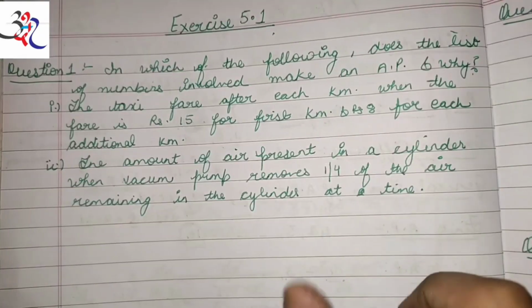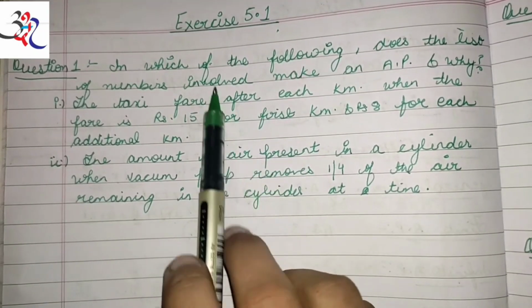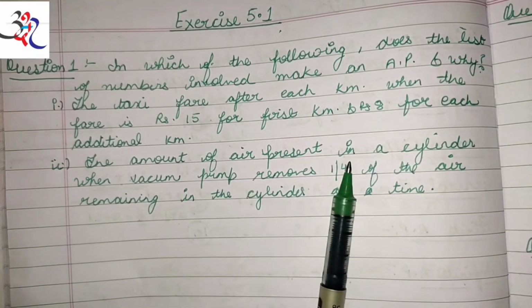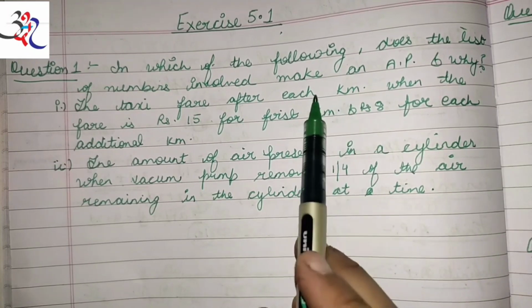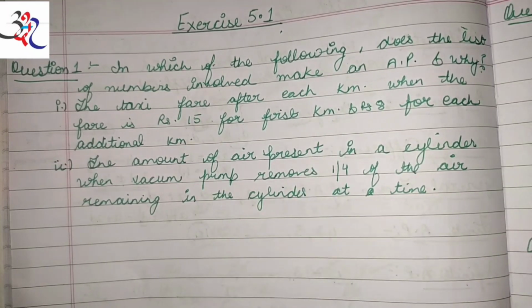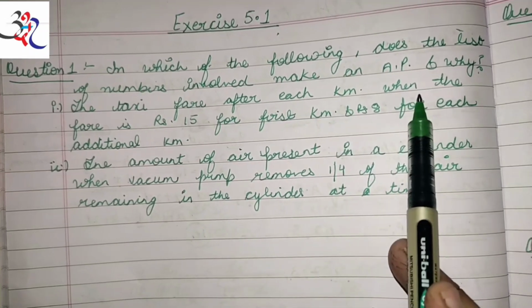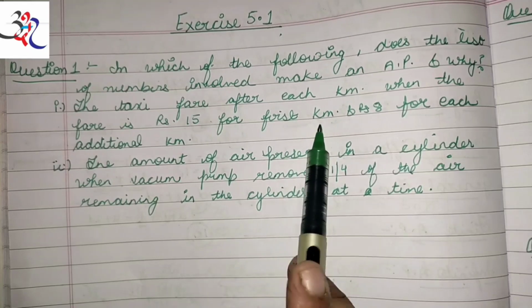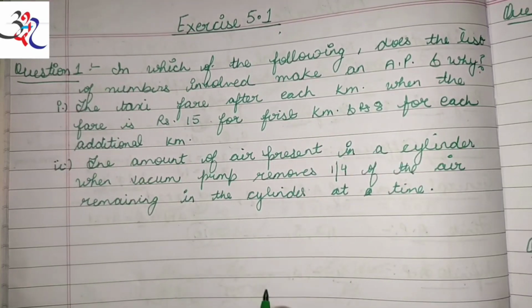Okay. Again in exercise 5.1, similar questions are there. The very first question is, in which of the following does the list of numbers involved make an AP, and why? We have to tell which one is forming an AP and why. So the first part is the taxi fare after each kilometer, when the fare is rupees 15 for the first kilometer and rupees 8 for each additional kilometer.